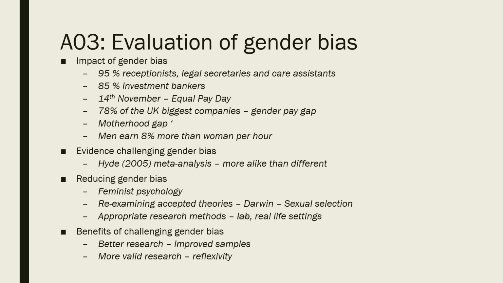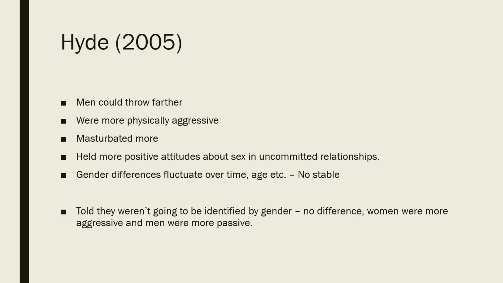And they found that men and women are more alike than they are different. So there are more similarities, and there is some research here. There are a very small number of things where men and women are different. Men were found in research to be able to throw further. They were more physically aggressive, they masturbated more, and they held more positive views about sex in uncommitted relationships, which you could argue links back to this idea that that's being reinforced as appropriate because of the sociobiological theory.